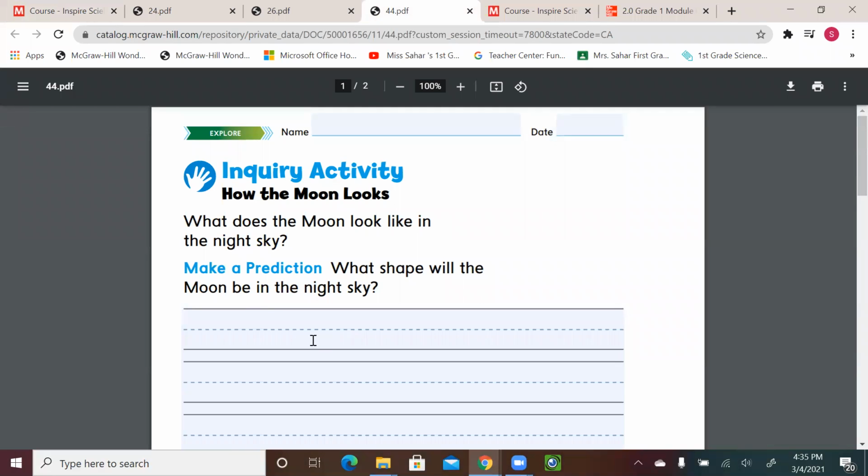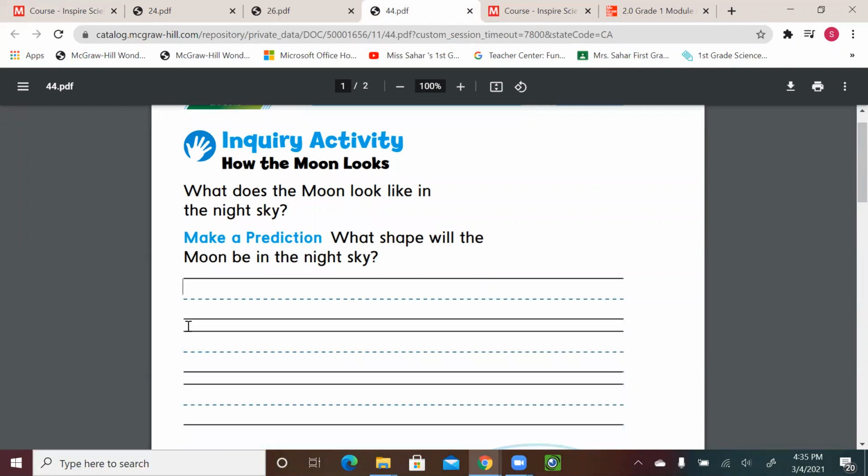We don't know because sometimes I see it full, sometimes I see a small crescent. So let's write this down. I'm going to say that sometimes the moon will look like a full circle. That's when we say it's a full moon, or sometimes just a small crescent in the sky. So let's say so.